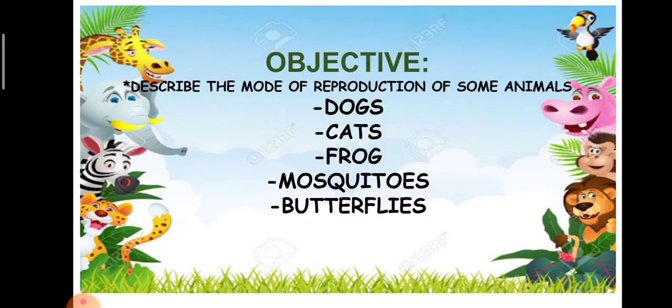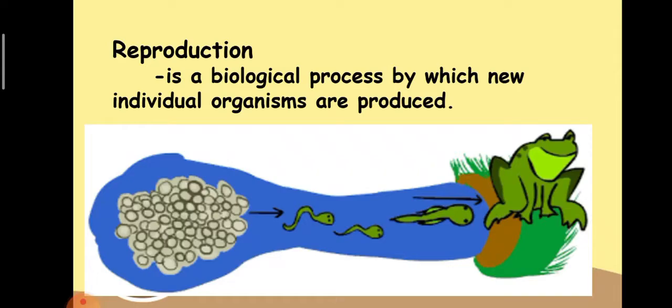Paano sila nagpaparami? So the objective of our lesson is to describe the mode of reproduction of some animals. We are going to include dogs, cats, frogs, mosquitoes, and butterflies. Reproduction is a biological process by which new individual organisms are produced. Ito ay natural na proseso kung saan ang isang organismo katulad ng hayop ay nagpaparami. Yun yung tinatawag na reproduction.